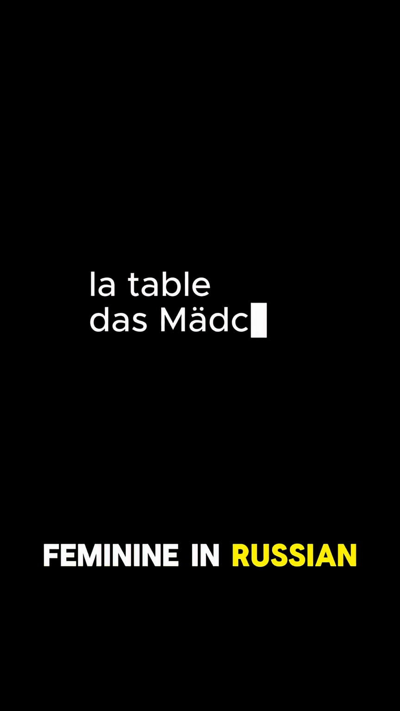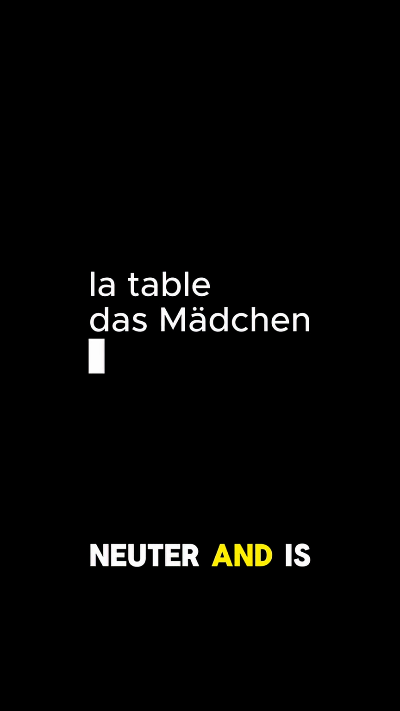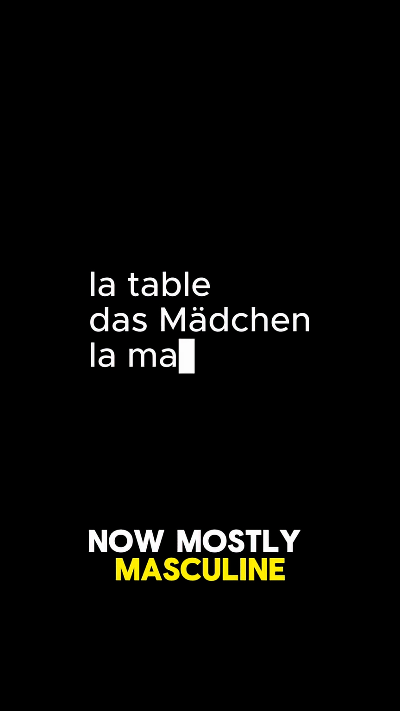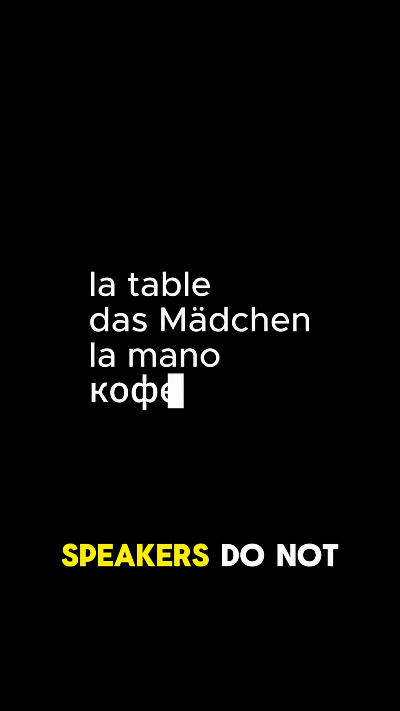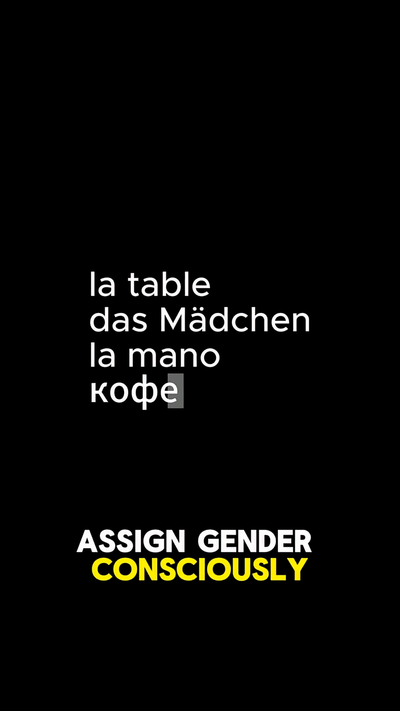In French, la table is feminine. In German, das Mädchen, meaning girl, is neuter. In Spanish, la mano is feminine. In Russian, coffee was historically neuter and is now mostly masculine. These choices are arbitrary, historical, and structural. Speakers do not assign gender consciously, they inherit the system and apply it without reflection.